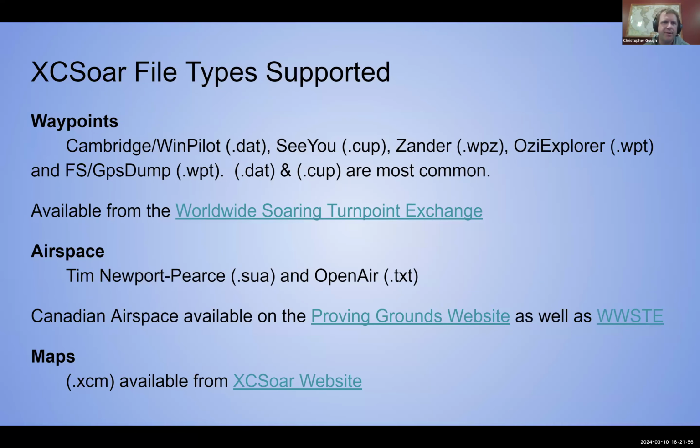XCSoar accepts all sorts of different waypoint files and airspace files. It's the Tim Newport's file and OpenAir, so .sua, .txt. Sometimes the Tim Newport file comes as a txt, and you have to change the suffix to .sua. And then maps are available from the XCSoar website. They're also available from the XCSoar internal file manager, which I find is the easiest way. And yeah, we'll get to that later.